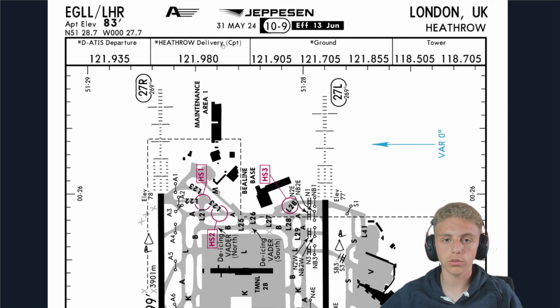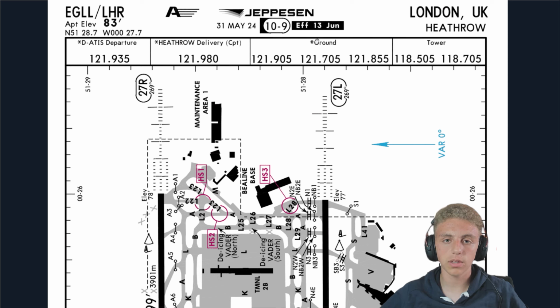And over here we have Heathrow delivery. Before in Malta, it was just Heathrow, it was ground. But here we have an actual dedicated delivery frequency to accept flight plans and actually verify them. This operates part-time and it offers clearance, pre-taxi clearance.